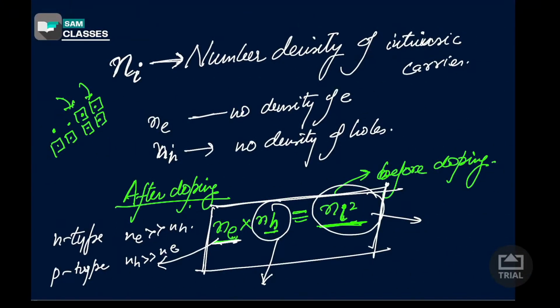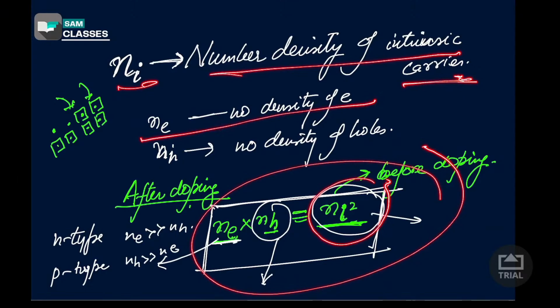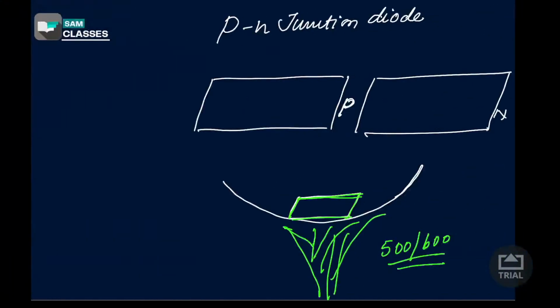Next, this formula I told you is very important. Before doping we just have Ni, that is the number density of intrinsic charge carriers. After doping we will have the number density of electrons and the number density of holes. So after doping is equal to before doping: Ne into Nh is equal to Ni square. Important from your exam point of view for the numerical part.